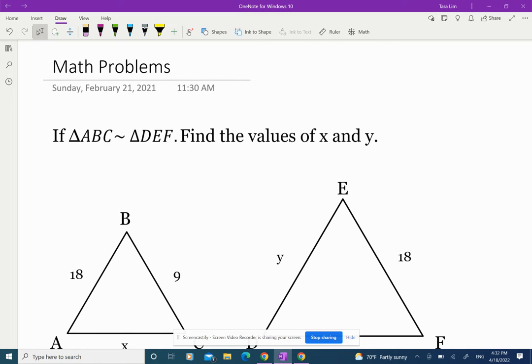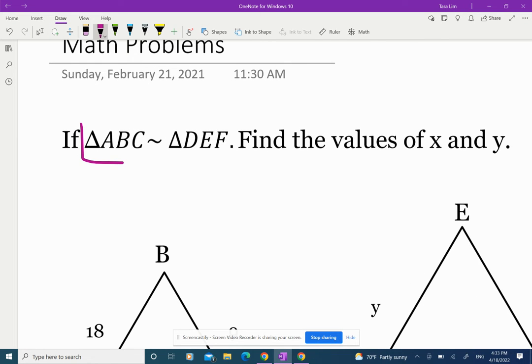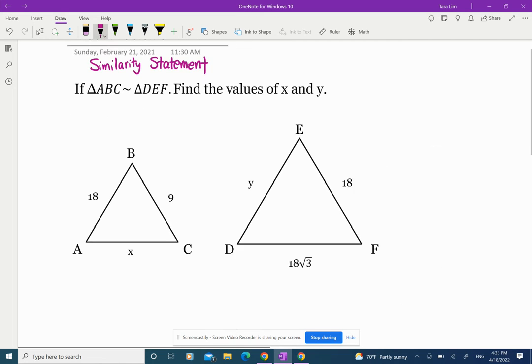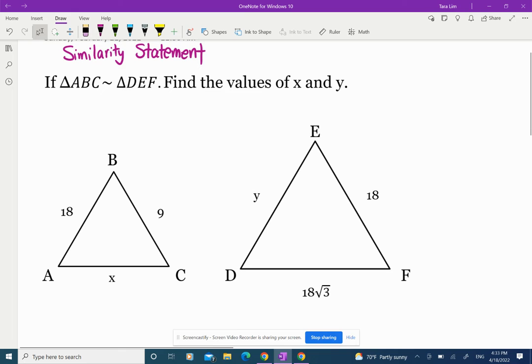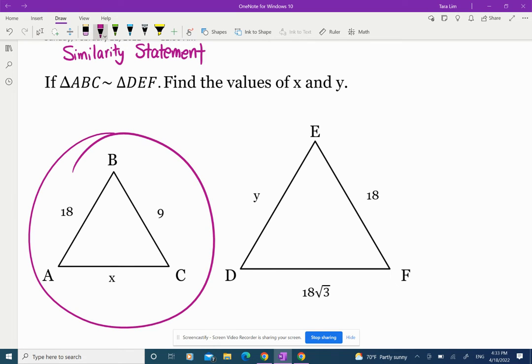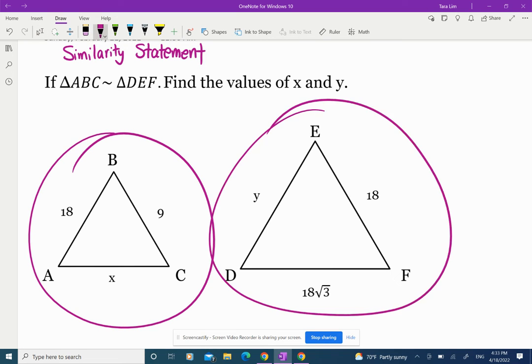If triangle ABC is similar to triangle DEF, find the values of x and y. For those of you who aren't sure what this statement is, this is called a similarity statement. When a triangle is similar to another triangle, it means that the triangles are proportional. And below here is an example of proportional. So triangle ABC is proportional to DEF and they're similar.